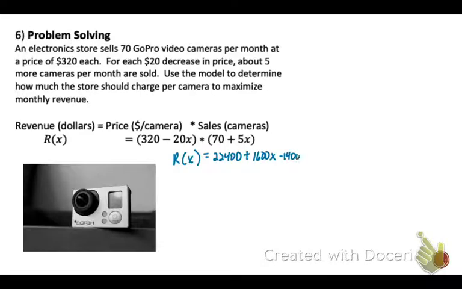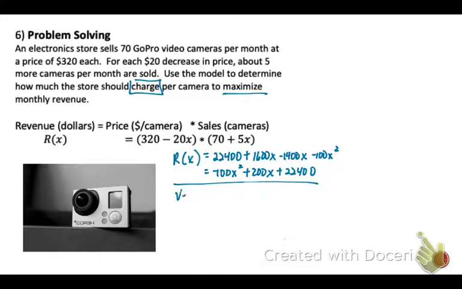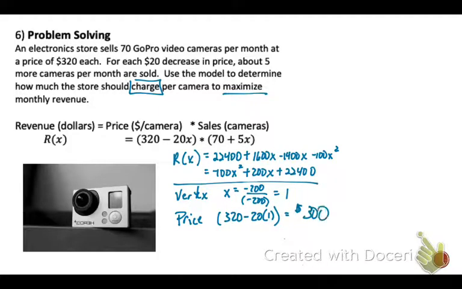So our X are our number of increases, or sorry, in this case, it's decreases in price, so $20 decreases. Now I'm rearranging this and combining like terms. So we're going to focus on the vertex. So let's find the X value of the vertex, which is how many decreases will maximize the revenue that the store can make. So just one decrease. So then to find the price, well, you can probably do that in your head. 320 minus 20 will be 300, but we'll do the math. So the store will maximize its revenue if they reduce the price of the video camera to $300.